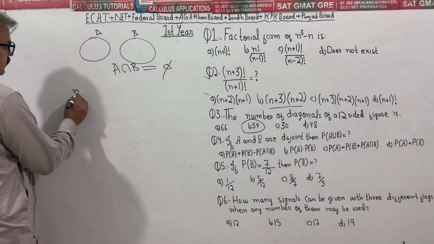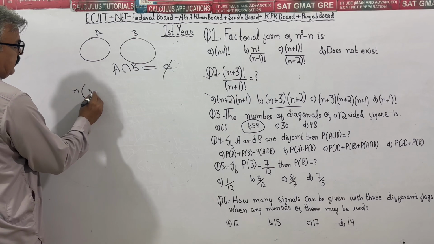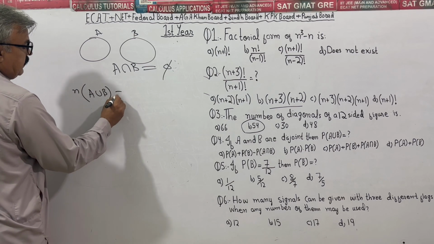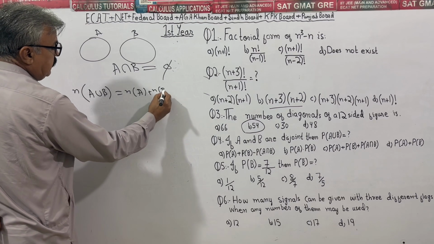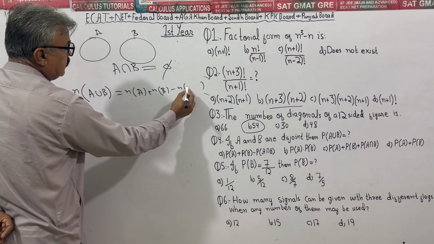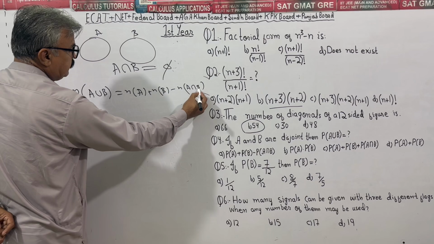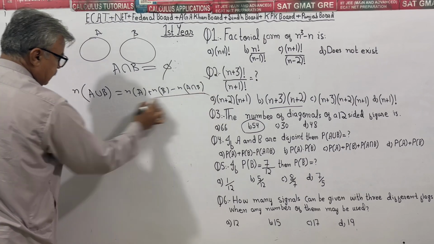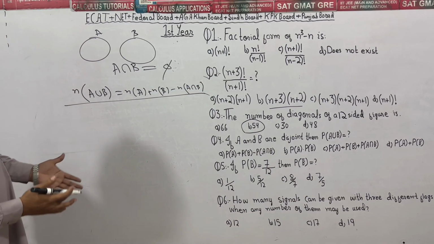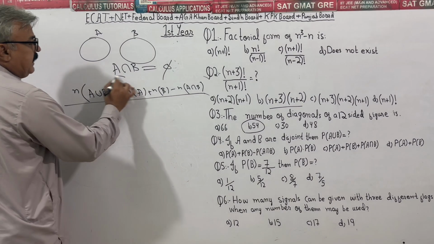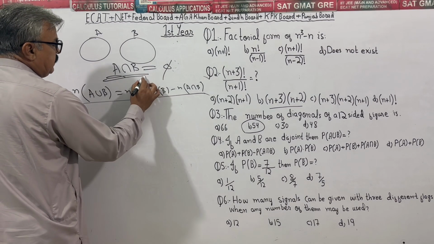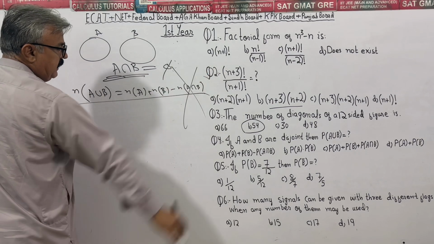Normally, generally, the number of elements in A union B is given by the number of elements in A plus the number of elements in B, minus the common portion, slashing it out. That is normally the case. The question demands from us that A and B are mutually disjoint. Mutually disjoint means A intersection B is equal to the null set, which means this portion is meaningless for us.